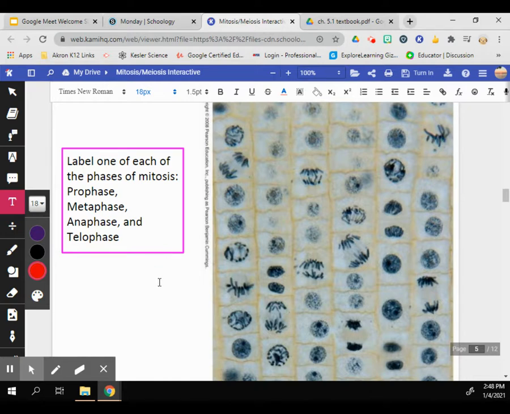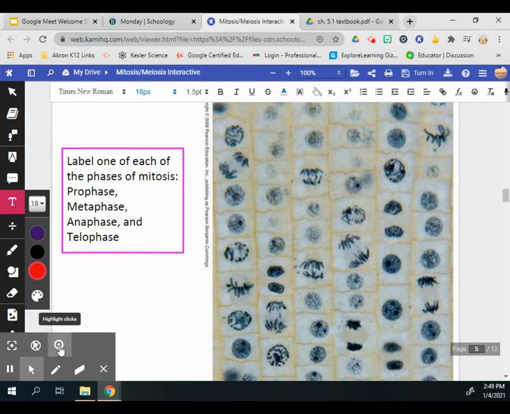This one's a pretty easy one to figure out. Anaphase, you're going to see them being pulled apart. The chromosomes are being pulled apart from each other. And then telophase, you're going to see kind of two separate nuclei almost, and you may see a membrane or a cell wall coming between the two. So it kind of depends on how far along in telophase the cell is. So let's go through looking at some of these.